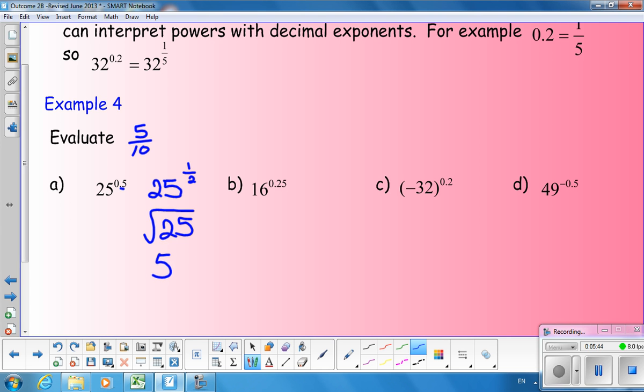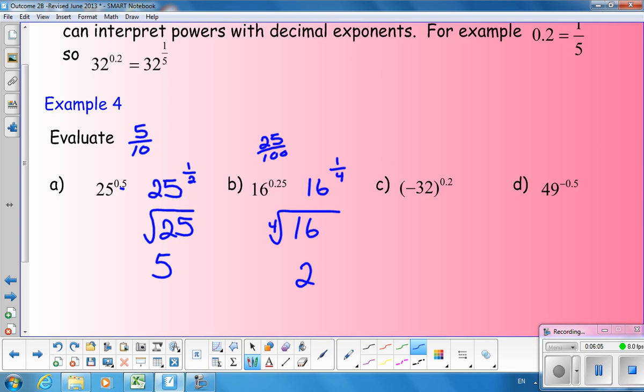16 to the power of decimal 25. Decimal 25 is the same thing as 25 over 100, or 1/4. So this means take the fourth root of 16. The fourth root of 16 is 2.